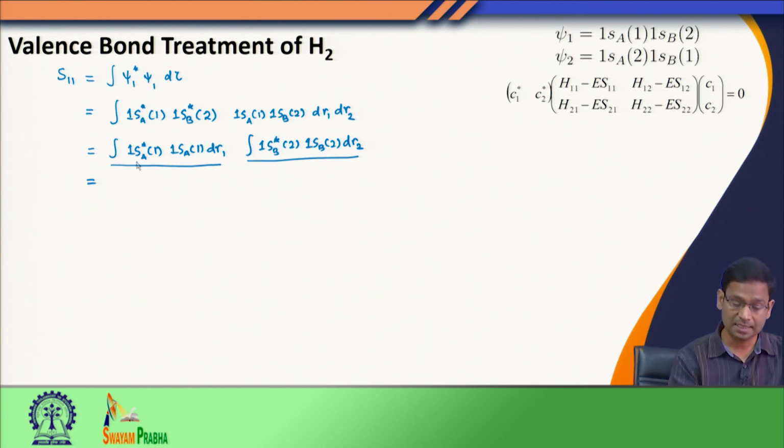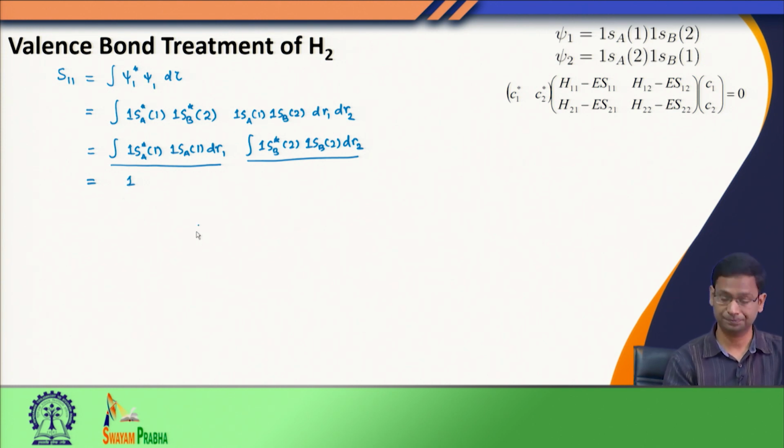Let us look at the first term. What do I see? This is an overlap of the 1s A orbital with its own complex conjugate. Now, what is 1s A? 1s A is the ground state eigenfunction of the hydrogen atom that we called A. These functions are eigenfunctions of a Hermitian operator corresponding to the Hamiltonian of hydrogen atom A. Since they are eigenfunctions of a Hermitian operator, they are orthonormal. Therefore, they are normalized functions, and their value becomes 1.